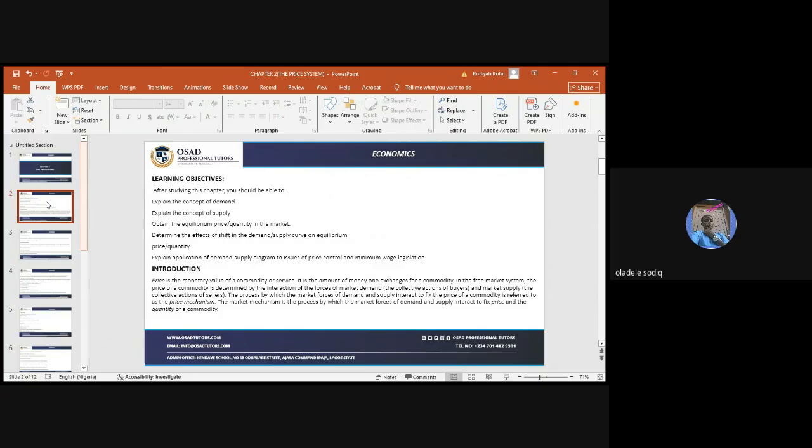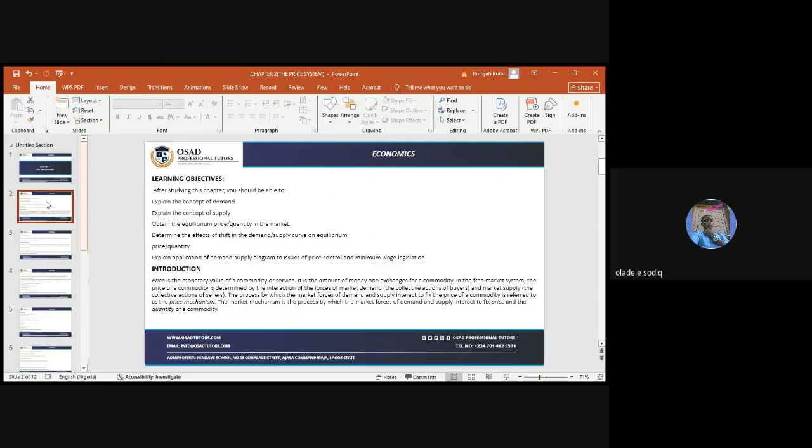So when we talk about demand, we are talking about the buyers. Don't forget, demand is the people that want to buy. You that want to buy is what we call demand. So we have the forces of market demand and supply. So what is the meaning of forces of market demand? That is the collection of those that want to buy, the collection of buyers. And what is the meaning of market supply? Forces of market supply. That is the collection of what? Sellers. So what we are saying is that the price of every commodity is determined by the what? By the interaction of the forces of what? Of demand and supply.